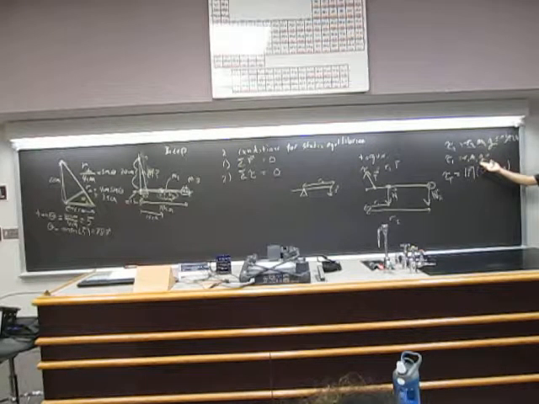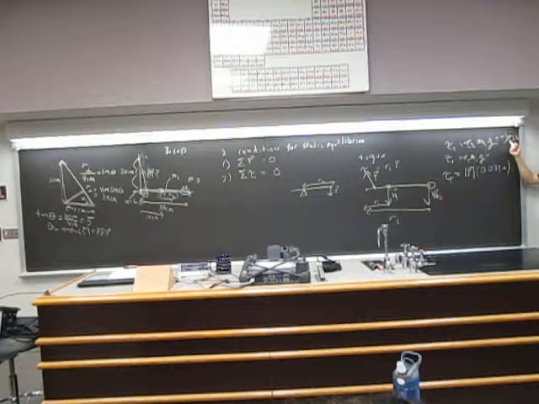What was this one? Did anyone get anything different than this? Okay, 3.67 or 3.68 Newton meters. The minus sign, right? Anyone get anything different than this?